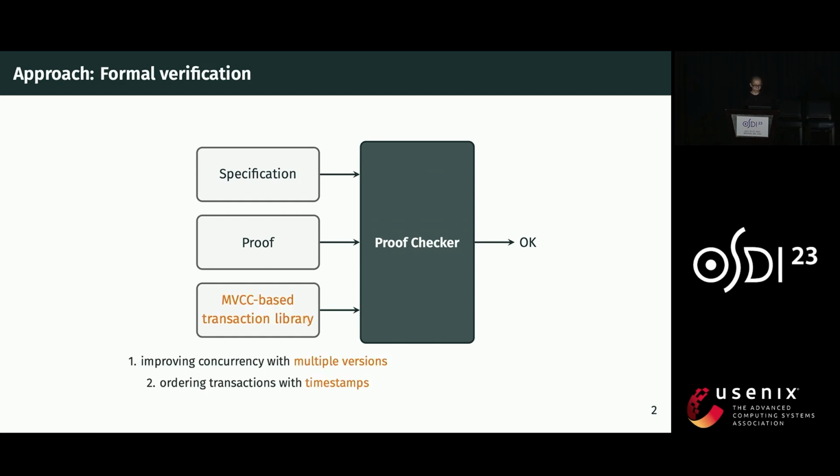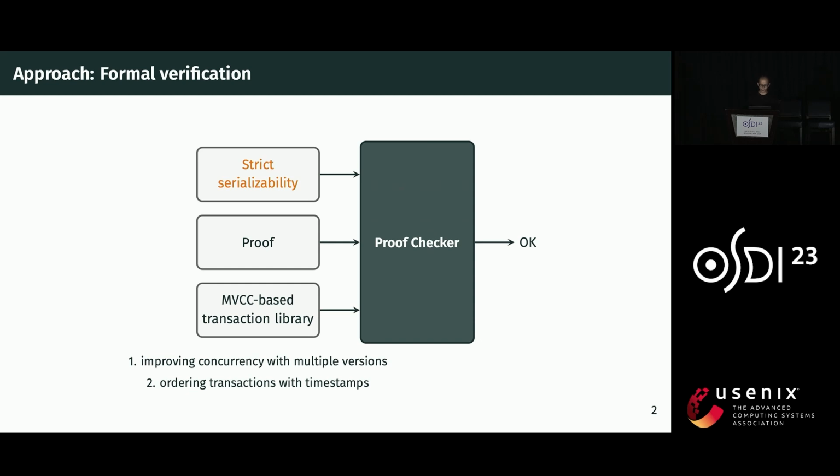In this work, the implementation is a transaction library that internally uses vMVCC, which has two important features. First, it keeps multiple versions to improve concurrency. And second, it uses timestamps to order each transaction. Then we prove the implementation against a strong specification called strict serializability.